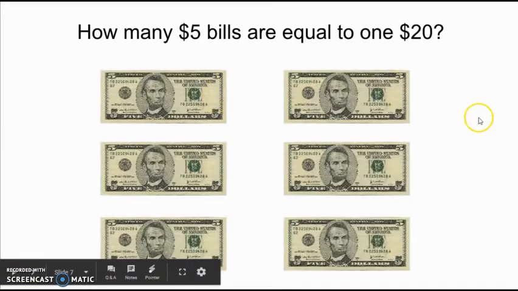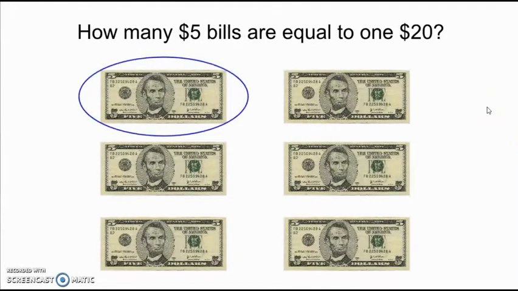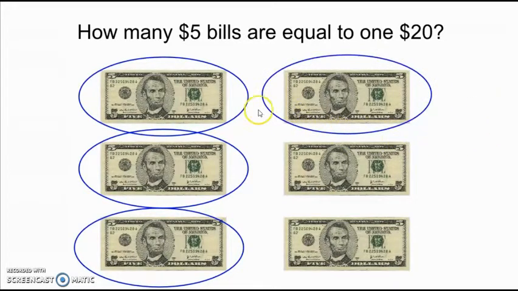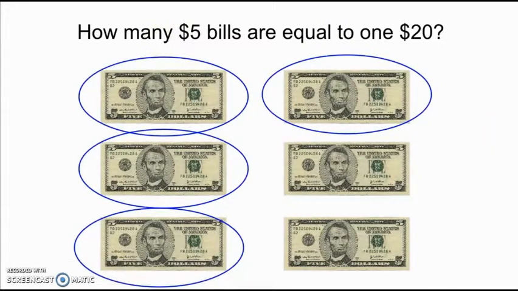How many $5 bills are equal to 1 $20 bill? Now this can be a little tricky, so for this one we're going to have to remember to count by our 5s, okay? So let's see. 1 $5 bill, 2 $5 bills, 3 $5 bills, 4 $5 bills. 5, 10, 15, 20. So 4 $5 bills are equal to $20. That's pretty cool, isn't it?